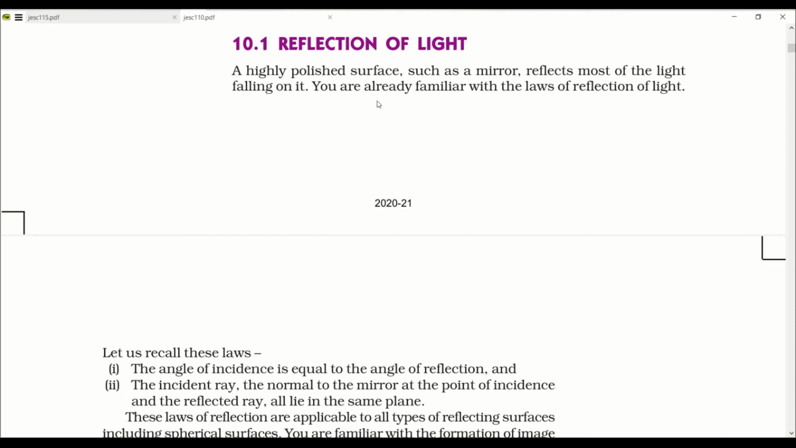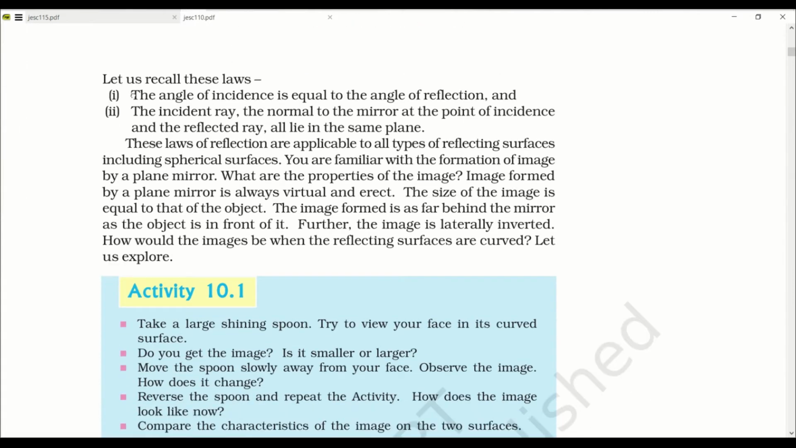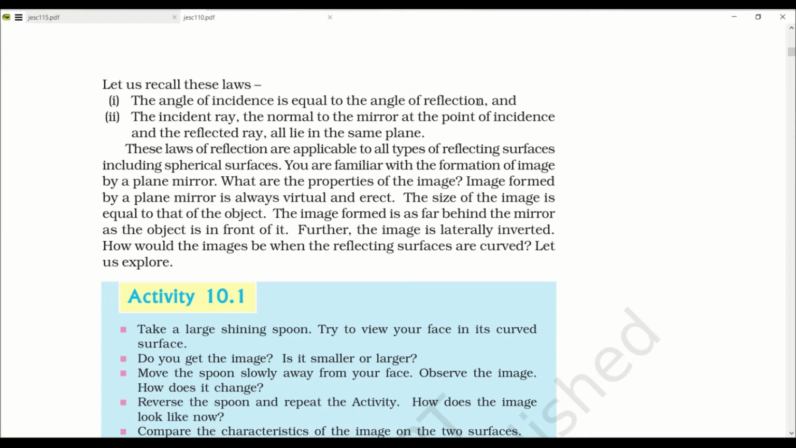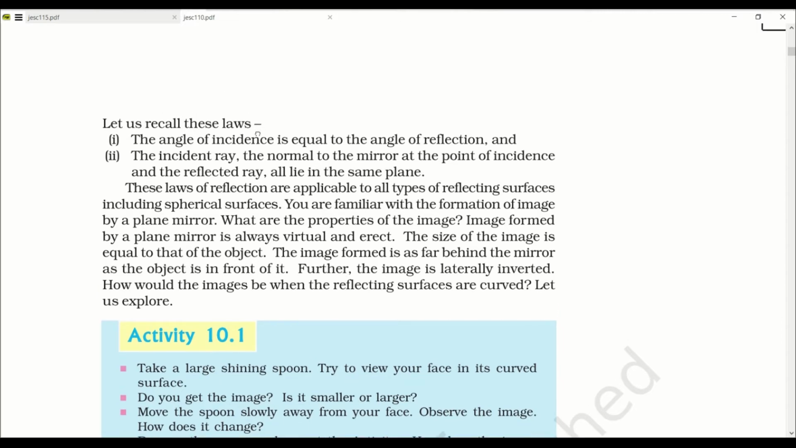So what type of object reflects light? A highly polished surface reflects most of the light. And there are two laws of reflection. The angle of incidence is equal to the angle of reflection. And the incident ray, the normal to the mirror at the point of incidence, and the reflected ray all lie in the same plane. These are the two laws of reflection.